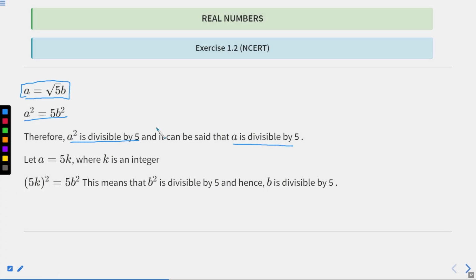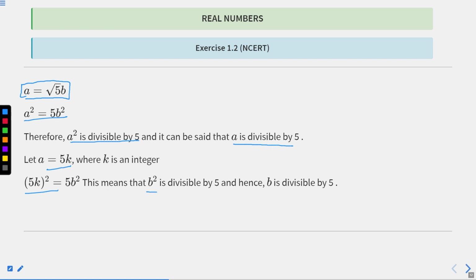So if we use this theorem, since a squared is divisible by 5, it follows that a is also divisible by 5. Since a is divisible by 5, let a be equal to 5 times some integer k, where k is an integer. Now if we square, then (5k) squared is equal to 5b squared.